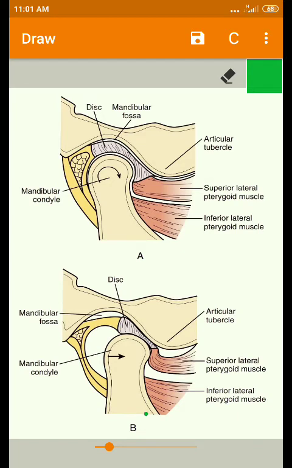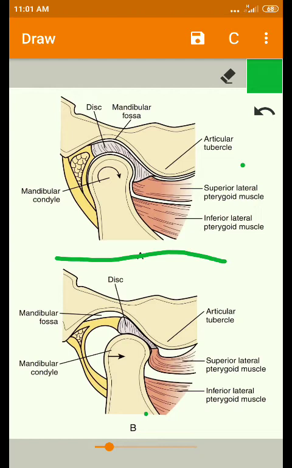Now we are going to discuss joint kinematics. The temporomandibular joint is one of the most frequently used and most mobile joints in the body. The motions available in the TM joint are opening of the mouth, which is called mandibular depression, closing of the mouth, which is called mandibular elevation, and making the chin go forward, called jutting the chin forward.